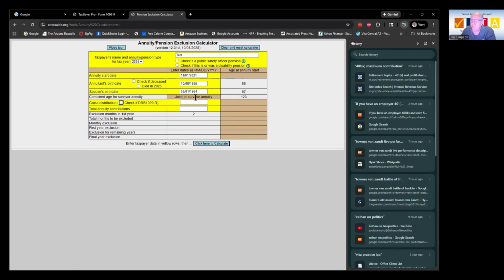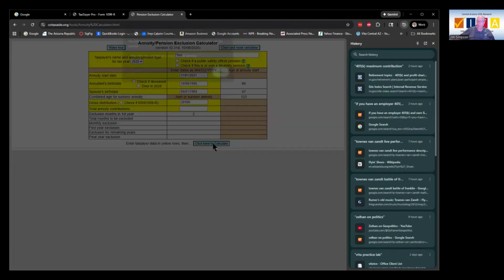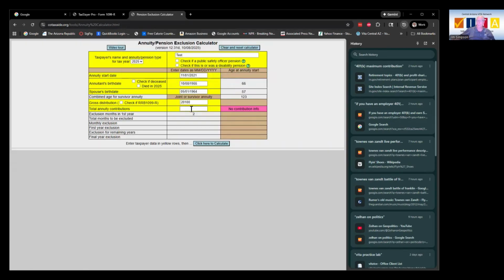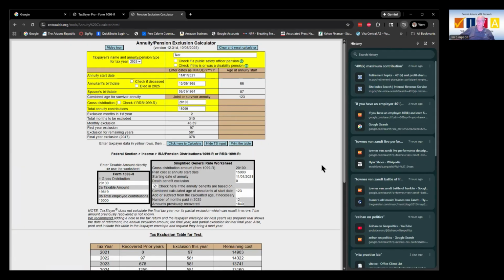Combined age for joint or survivor, annuitant's birth date. I thought I had to check somewhere that it was. Okay, well, I guess not. Gross distribution was 20,100. Okay. And now if I click here to calculate, I guess I do need to know the after-tax contributions. Of course I need to know that, and that was right on the 1099-R. It was 15,000, right? So now I click to calculate.